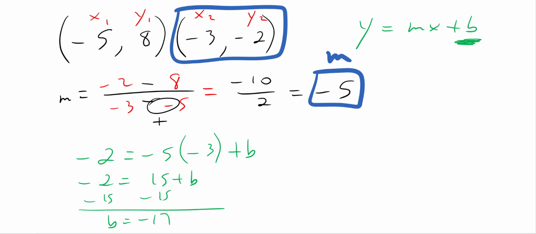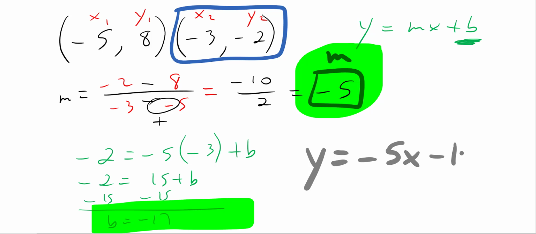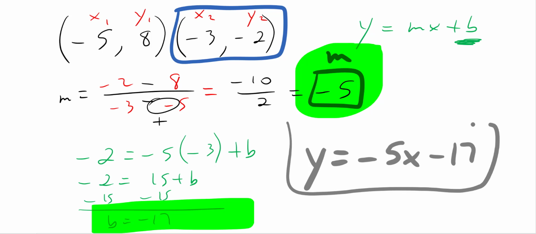Okay, so you got everything now. Here it is. M is negative 5, b is negative 17. So your answer to this problem is y equals negative 5x minus 17. That's it, math fans. Okay, so it's pretty easy.